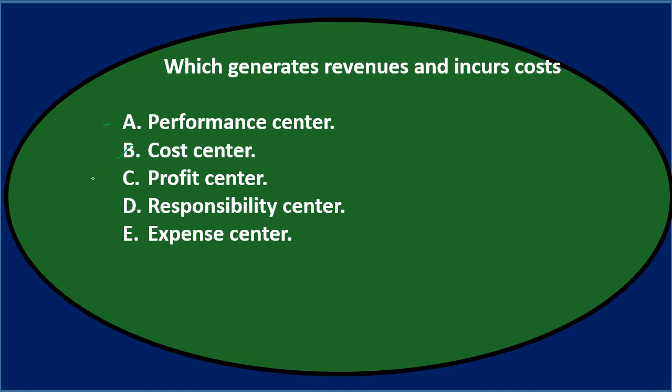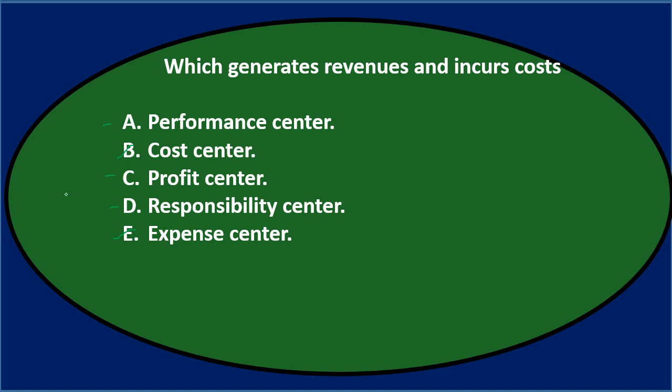C says a profit center. Now a profit center has profits, maybe not costs, but I'll keep that for now. And then D says a responsibility center. And we're talking about responsibility accounting, so maybe D. And then E says an expense center. Again, that sounds kind of like costs. There's no revenue in there at all, so I'll cross that one out. We'll keep A, C, and D.